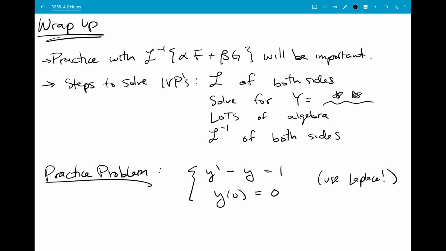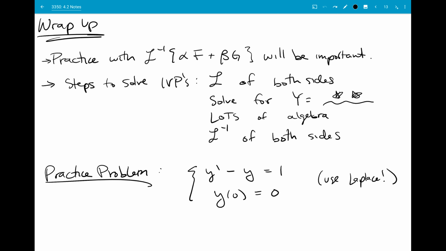And then I summarized the steps to solve initial value problems. You take the Laplace transform of both sides. You solve for big Y equal to some stuff. There's a bunch of algebra involved. And then you take the inverse Laplace transform of both sides. And that gives you little y of t equal to some stuff that doesn't have s in it anymore.